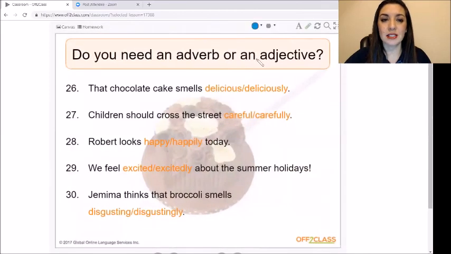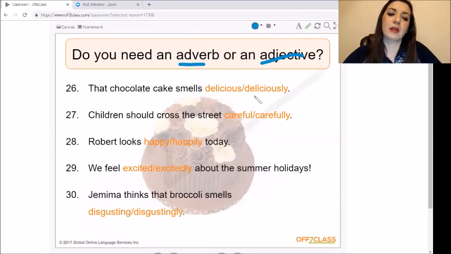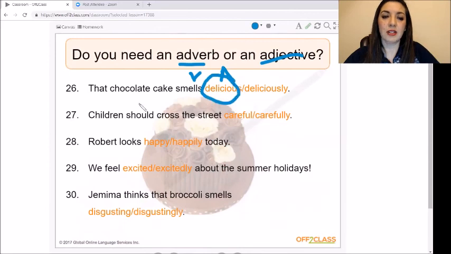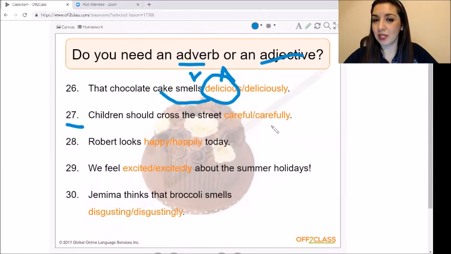All right, 26. Do you need an adverb or an adjective? That chocolate cake smells delicious or deliciously? Well, that chocolate cake smells delicious. I think this is an adjective. It is describing the cake. Children should cross the street careful or carefully. Okay, so children should cross are the verbs. How? Carefully.